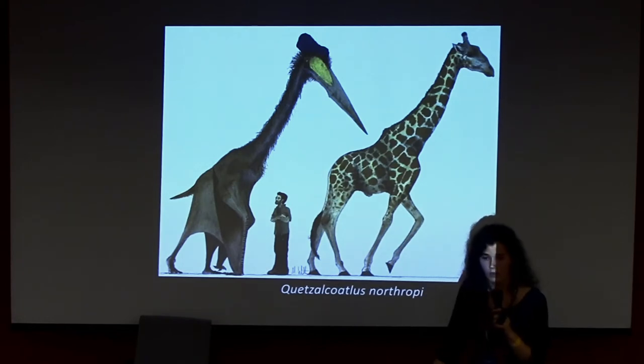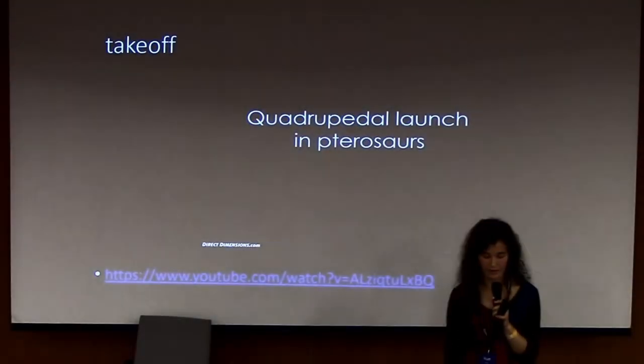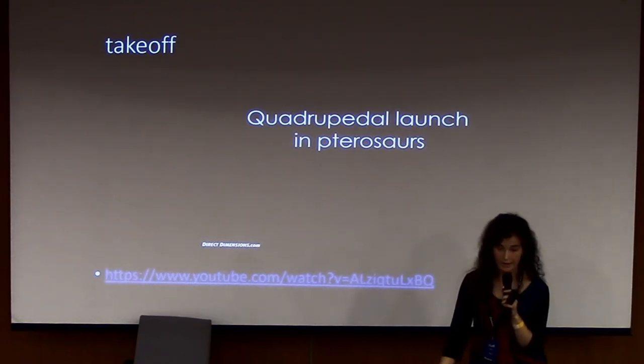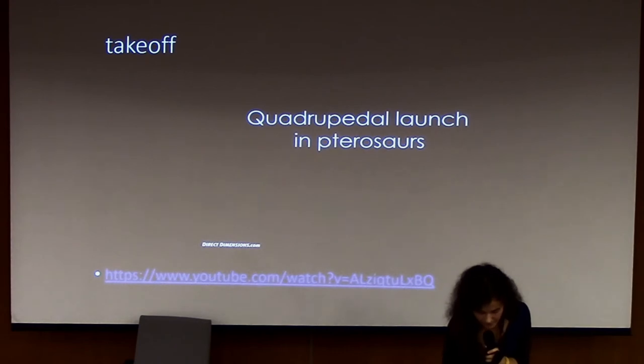So the question though is why was the heaviest pterosaur almost 3 times heavier than the heaviest bird that has been able to fly? And the answer lies in their locomotion and how they launch. I would like to show this 1 minute video to illustrate my point.